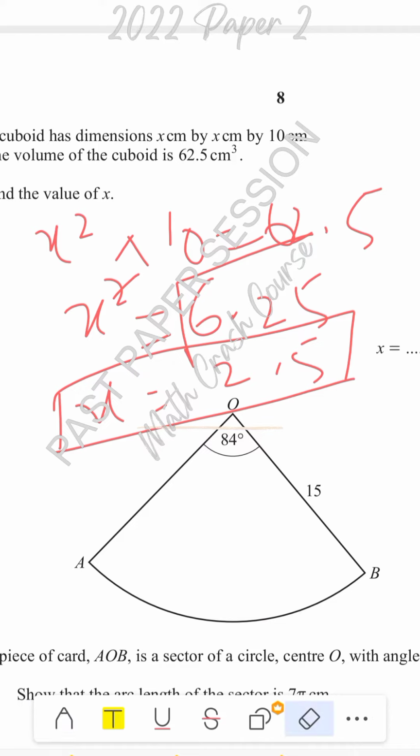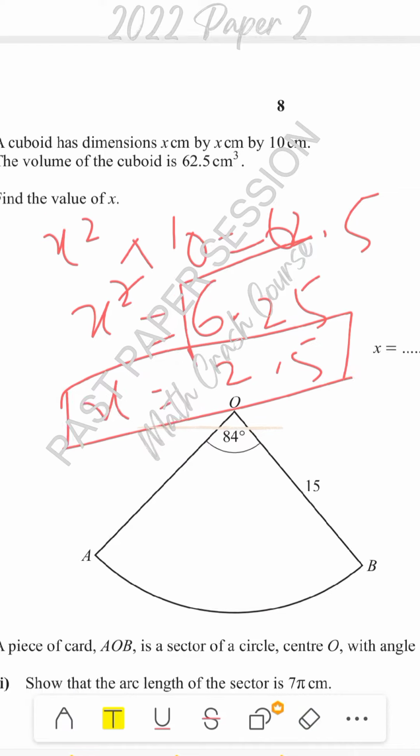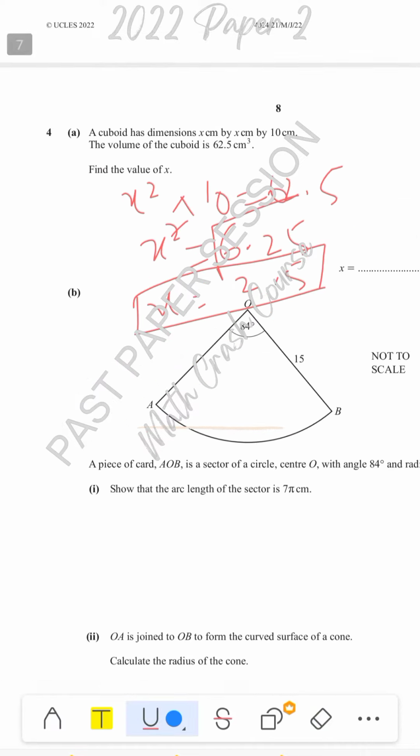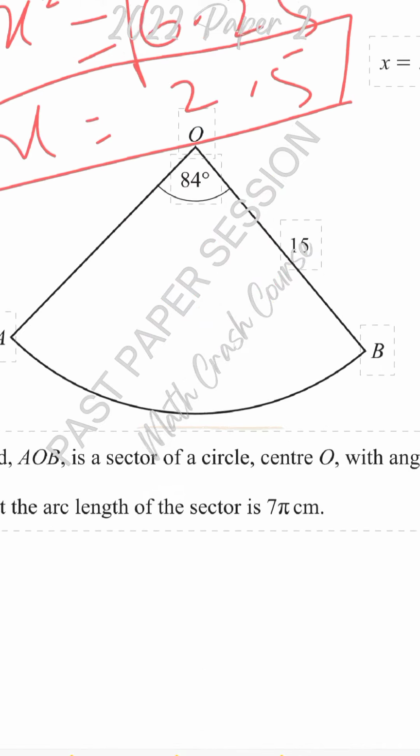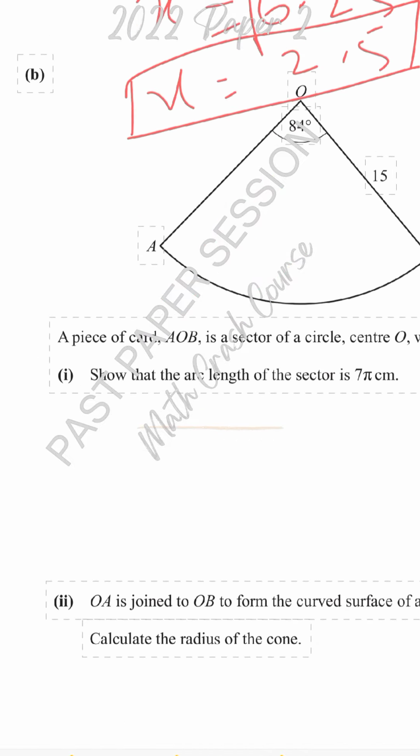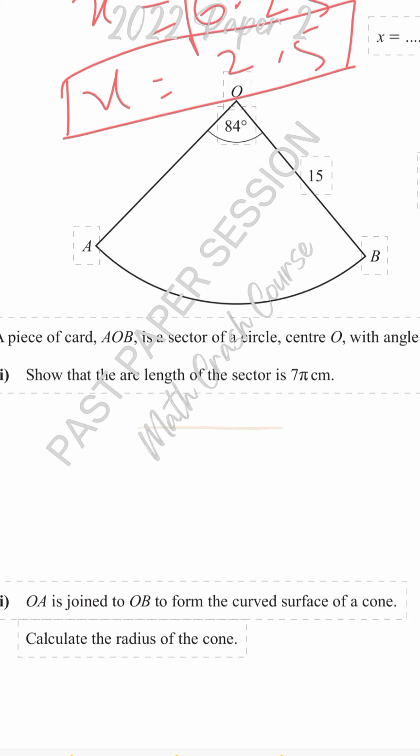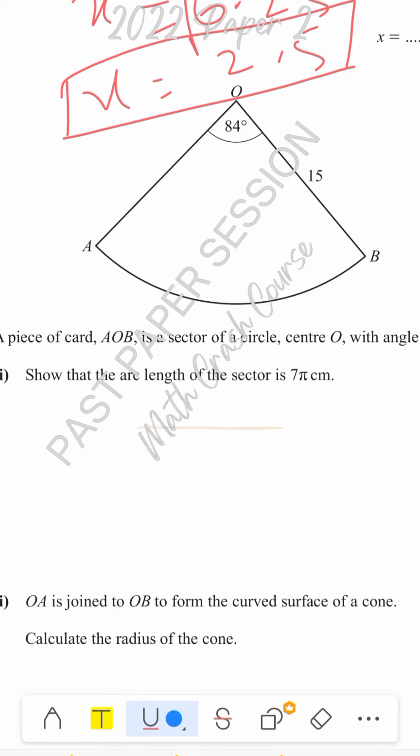In the next case, a sector area is given. We are supposed to find out the arc length of that sector. How can we find out the arc length? We are to show that the arc length of the sector is 7 pi centimeters. You must know the formula to find out the arc length.